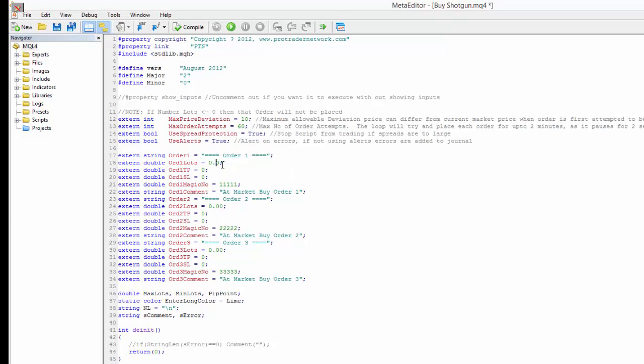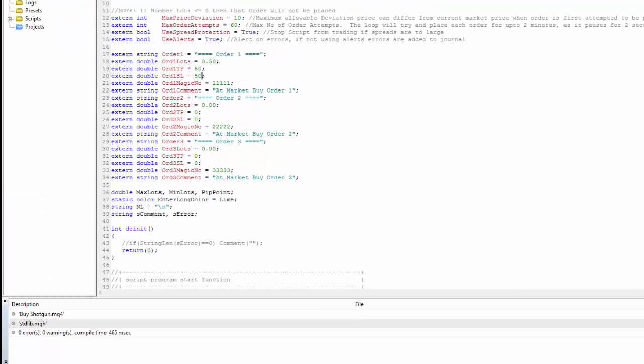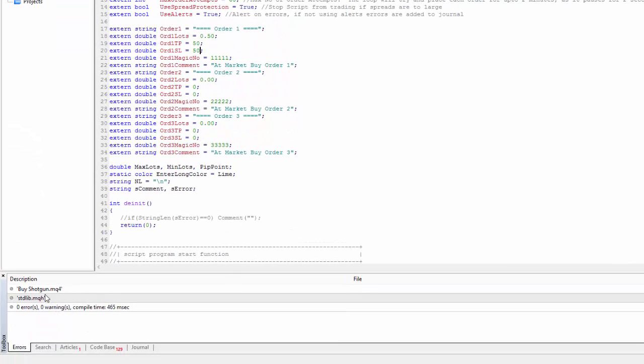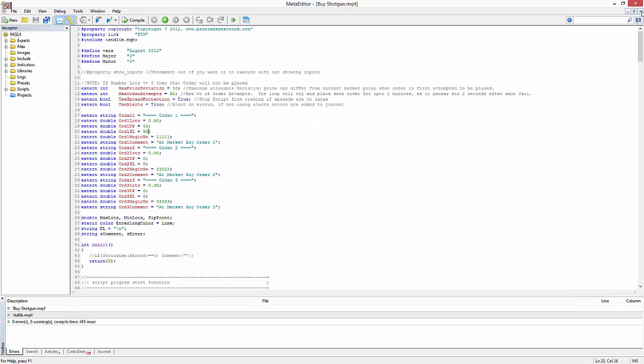Let's say our take profit is 50 pips, and our stop loss is 50 pips. Oops. And let's just put one order in there, and then we're going to hit compile. And you can see here it says no errors, no warnings, and then we can just save that.